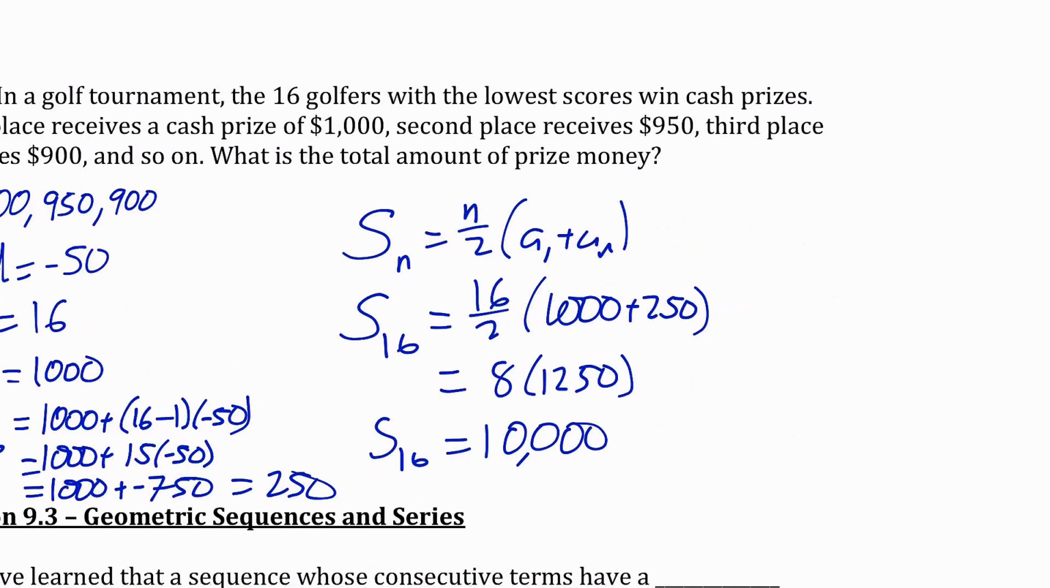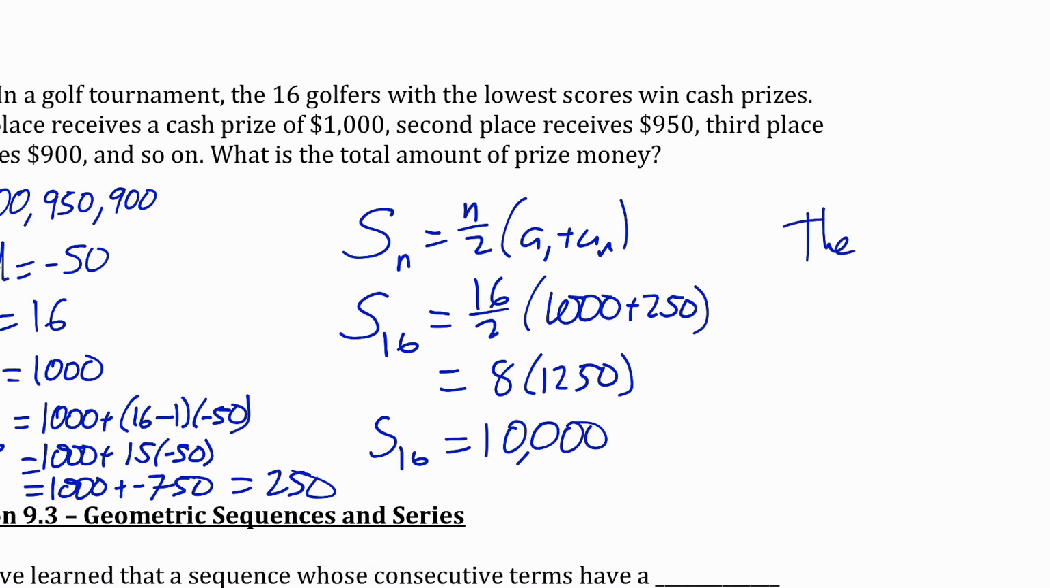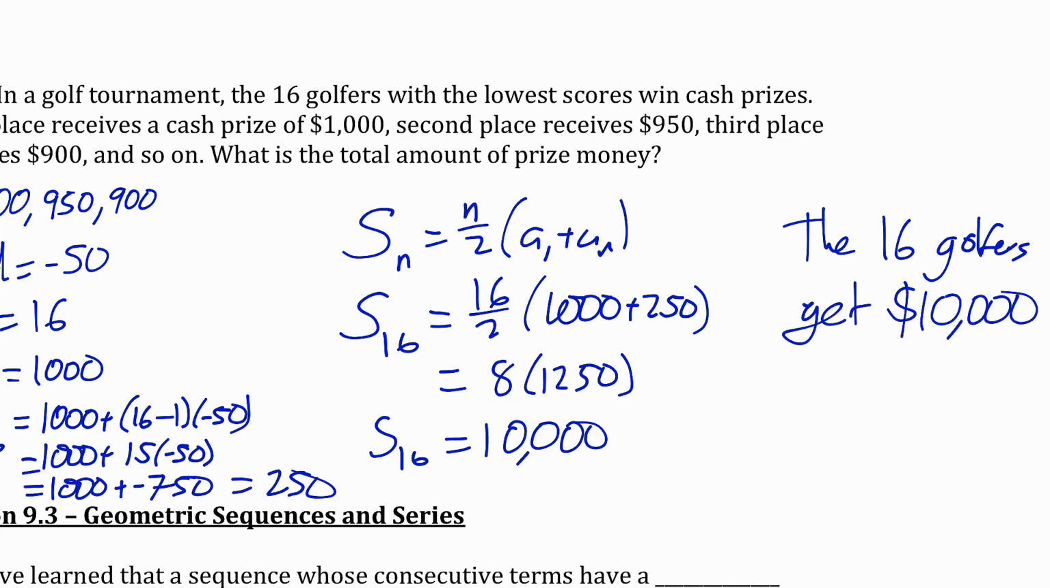So all together, the 16 golfers get $10,000 in total. So even though each individual golfer is only getting $1,000 or less, the organizers of this tournament have to give out $10,000 total.